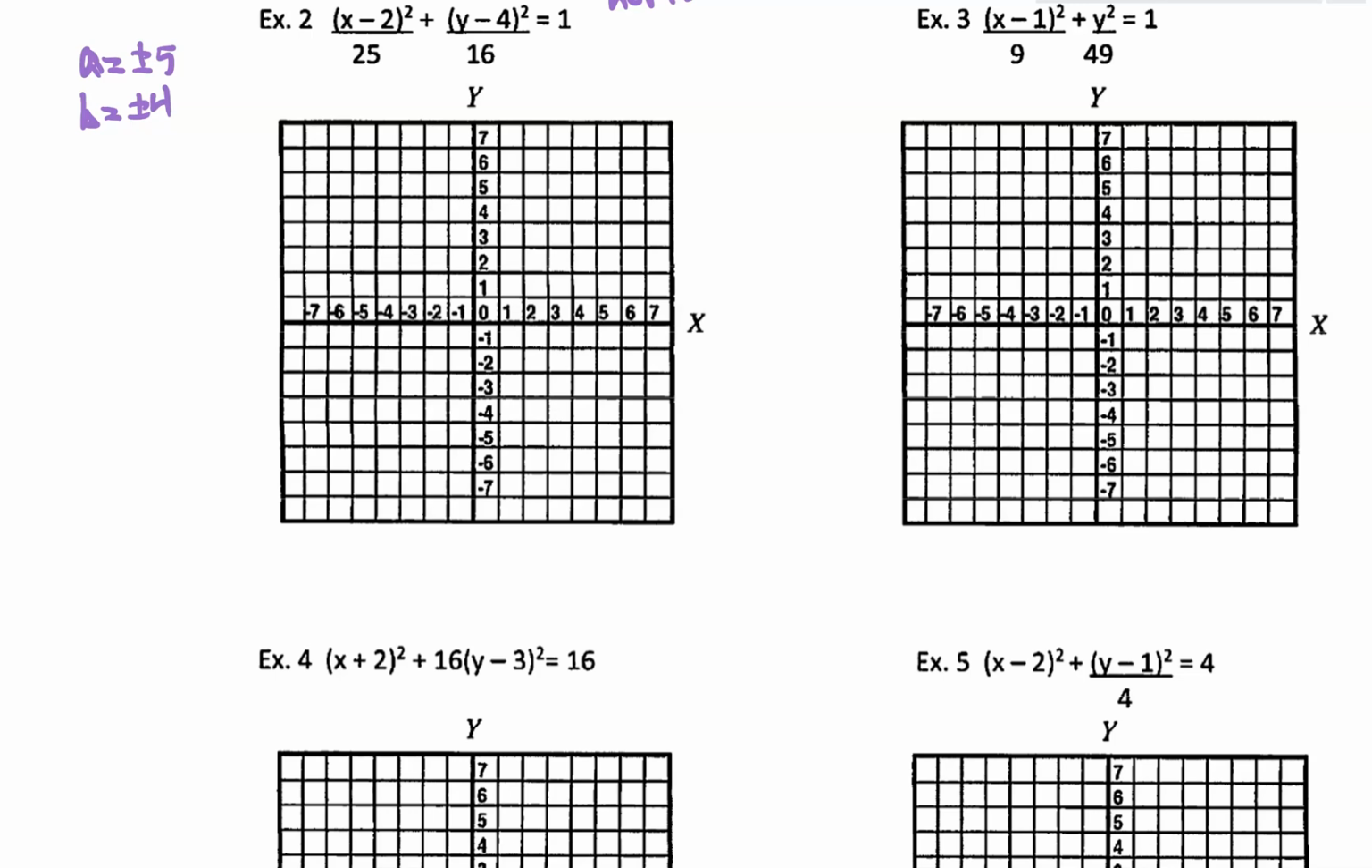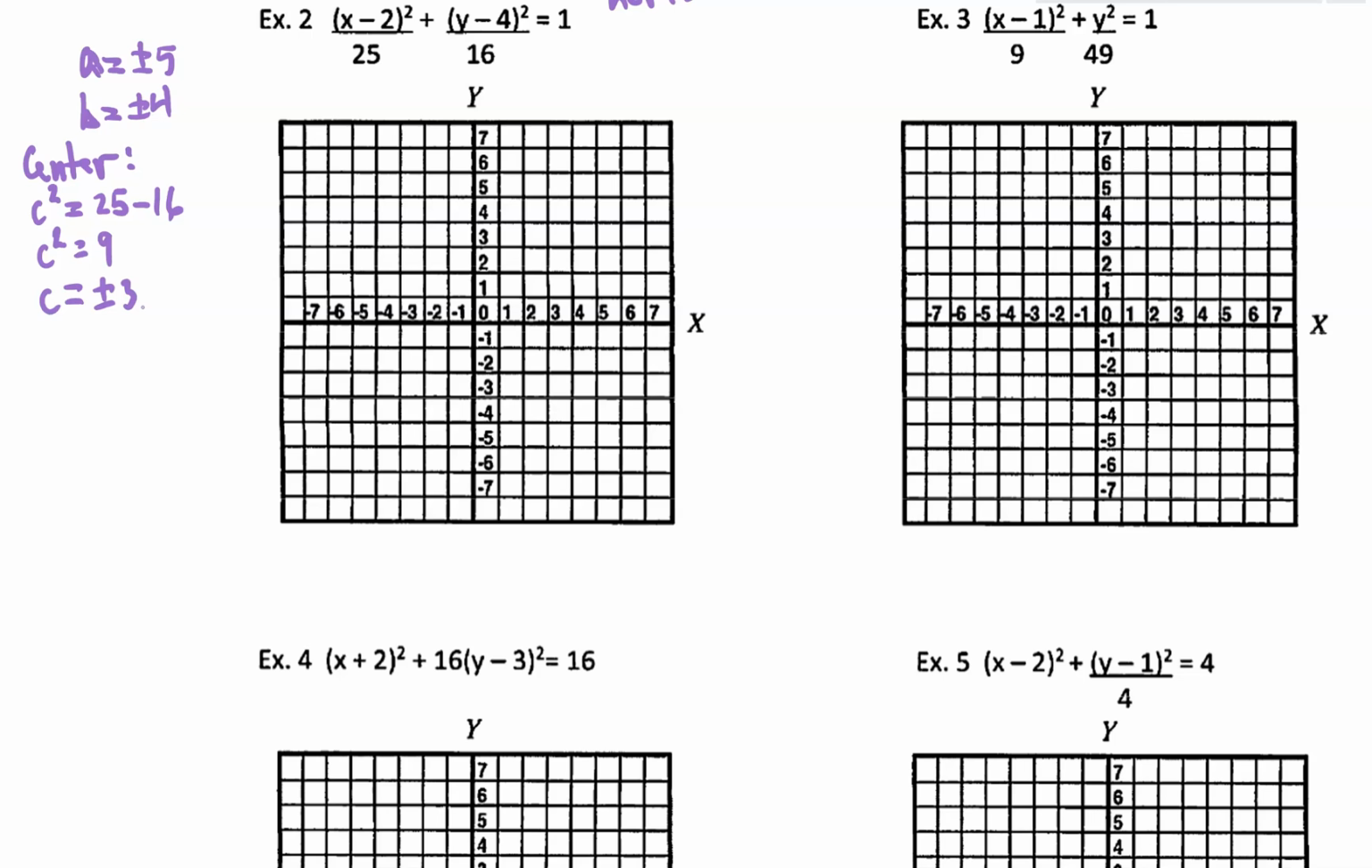You need to find the c value. You find it by doing the following. It is c squared is equal to a squared minus b squared. So c squared is equal to 9. C would equal plus or minus 3. So we have those values.